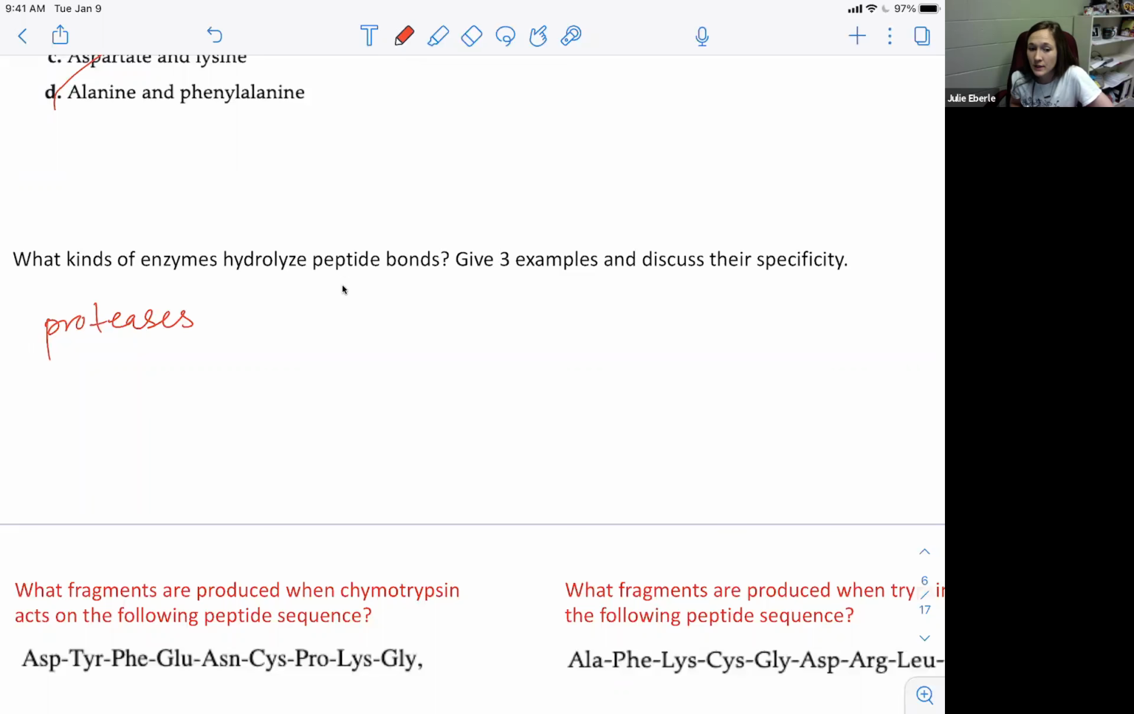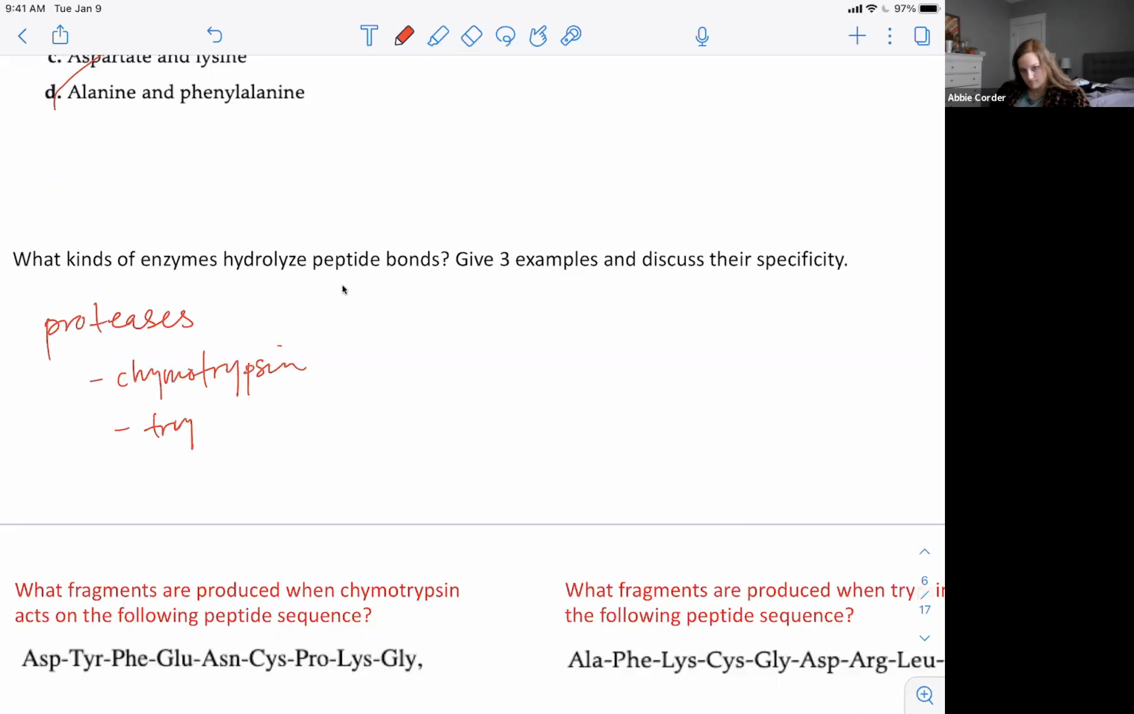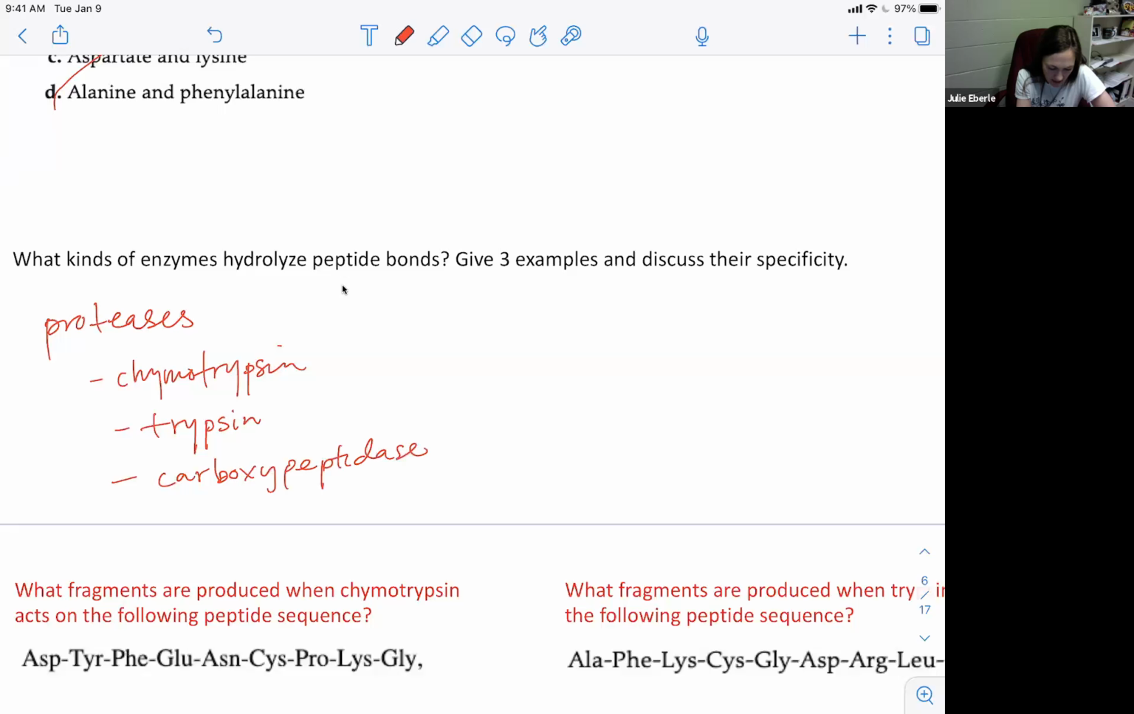Do you guys remember any particular kinds of proteases? Was chymotrypsin one? Chymotrypsin. Trypsin? There's one called carboxypeptidase that cuts off the amino acid from the carboxy terminal. There's pepsin, which is active in our stomachs.